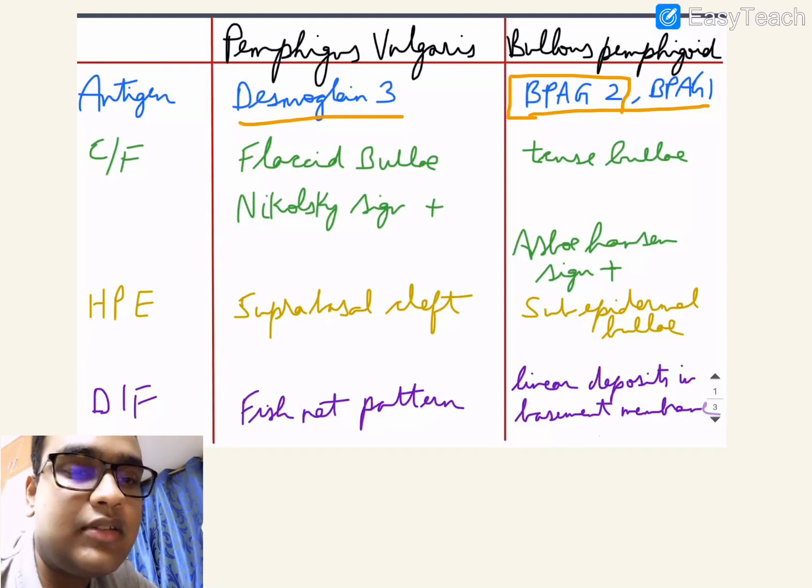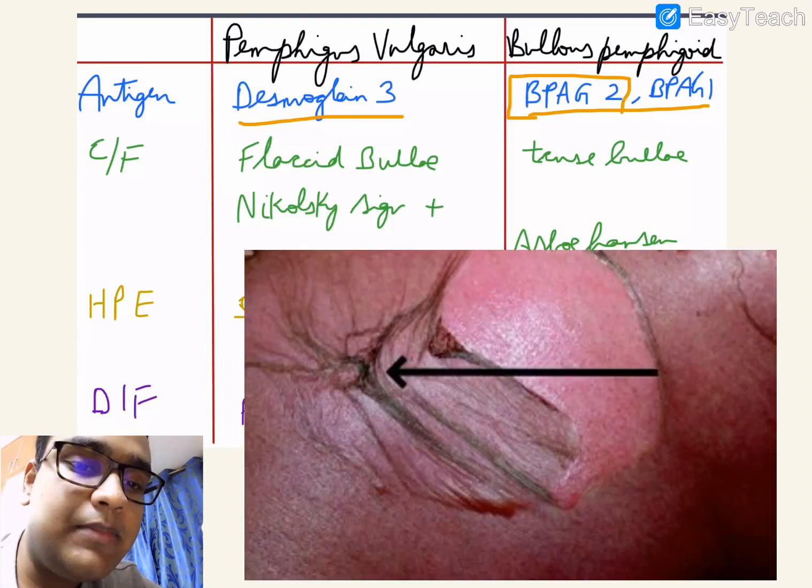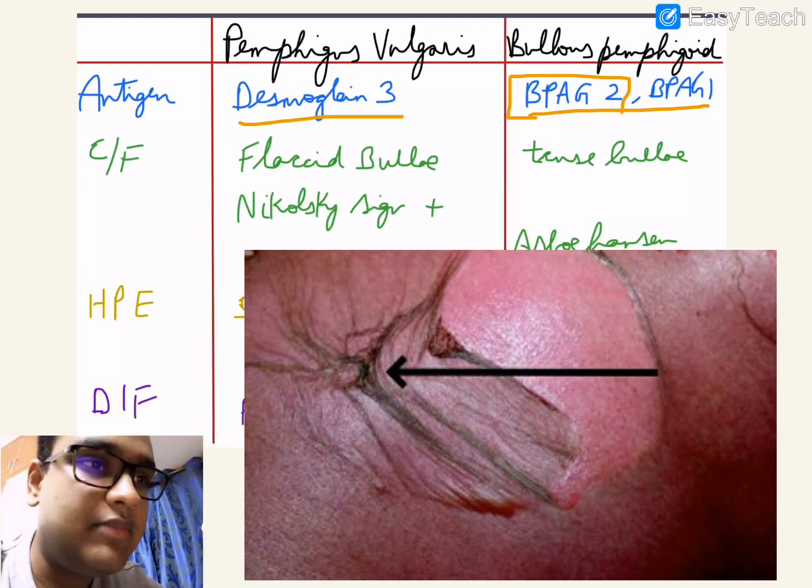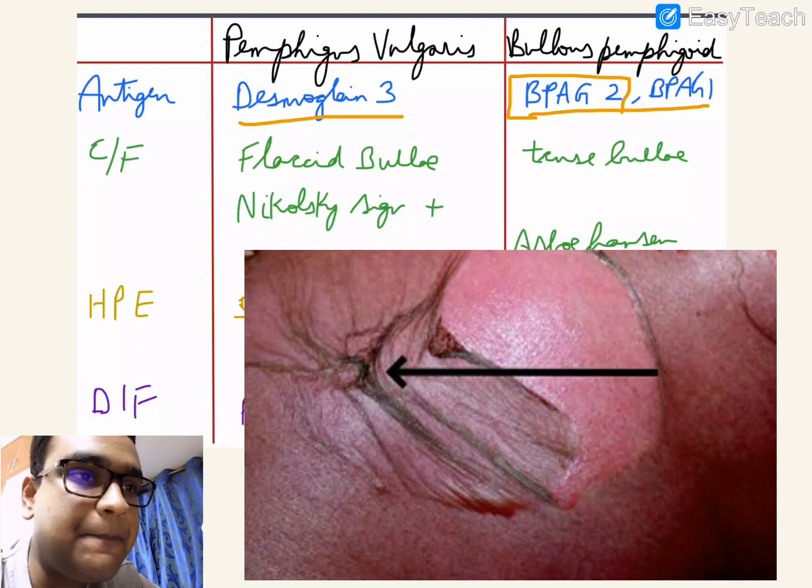You have to remember two clinical signs which are seen in these conditions. In pemphigus vulgaris, something known as Nikolsky's sign is positive. So what is Nikolsky sign? Nikolsky sign is when you apply a tangential pressure over a bony prominence, the epidermis gets peeled off and you can see the underlying erosion beneath that flaccid bulla. This is usually done over the elbow, over a bony prominence.